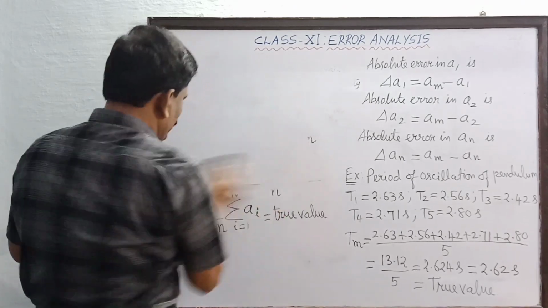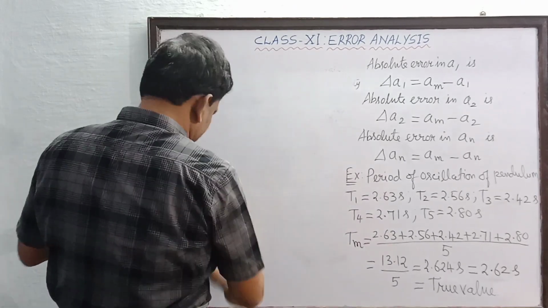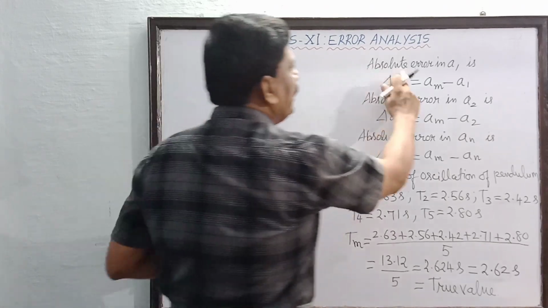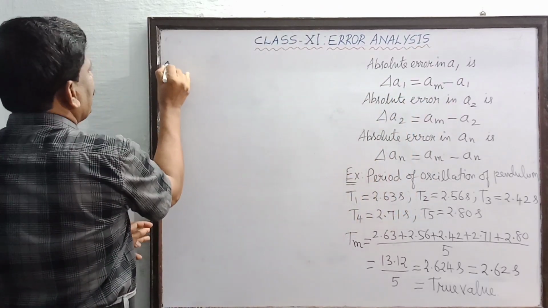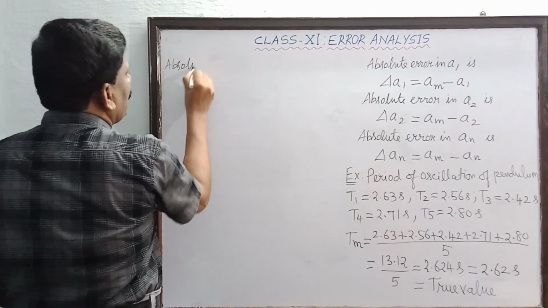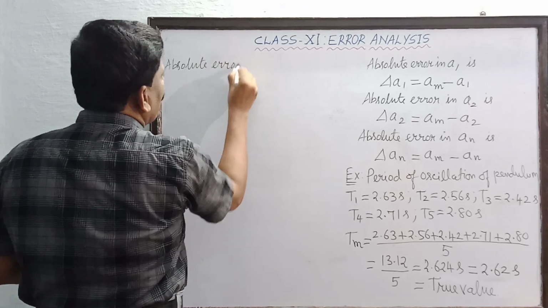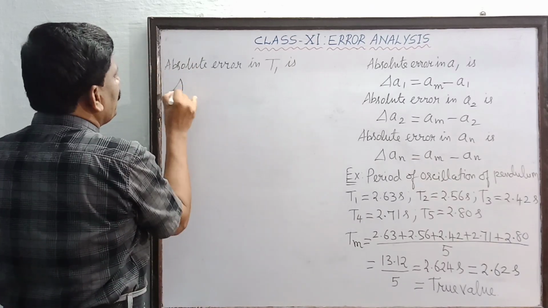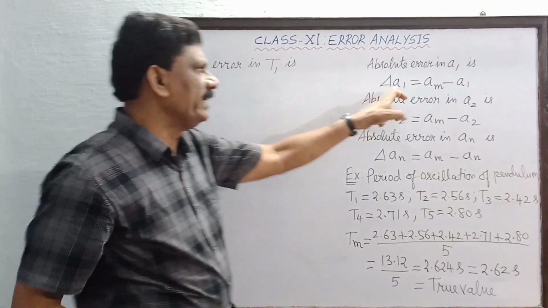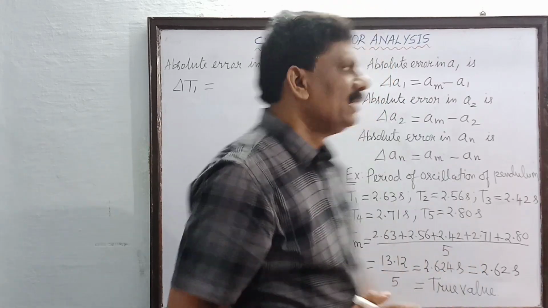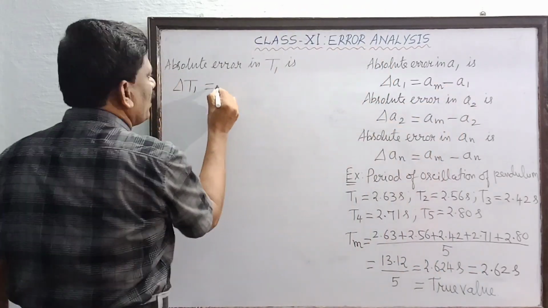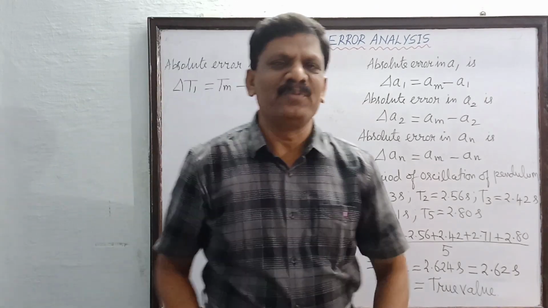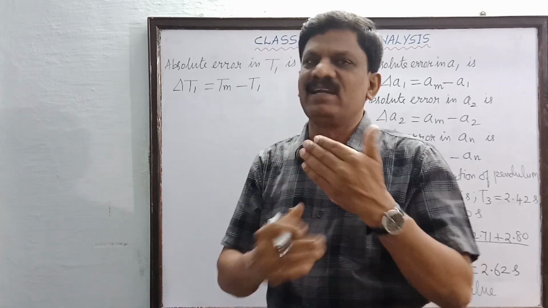Now you can tell me by looking at this formula on the right hand side. So absolute error in A1 means what? Delta A1. Like that, now I will write absolute error in the measurement of T1. So this is denoted by delta T1. Instead of delta A1, I have to write delta T1. And instead of A mean minus A1, what should I write? T mean minus T1. Now you have to recall the definition again and again.